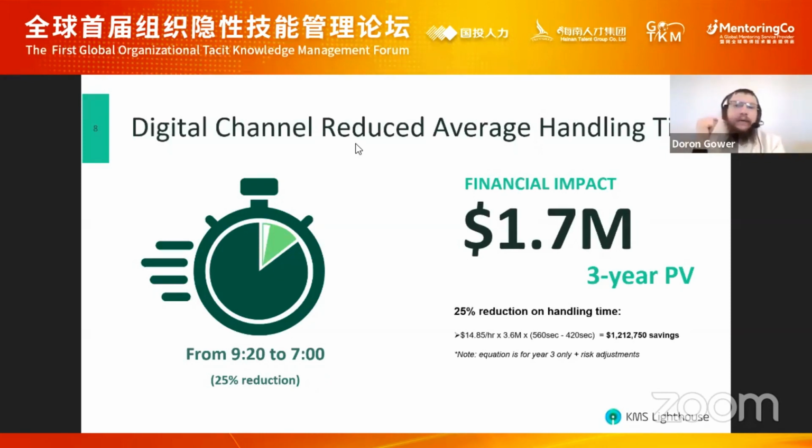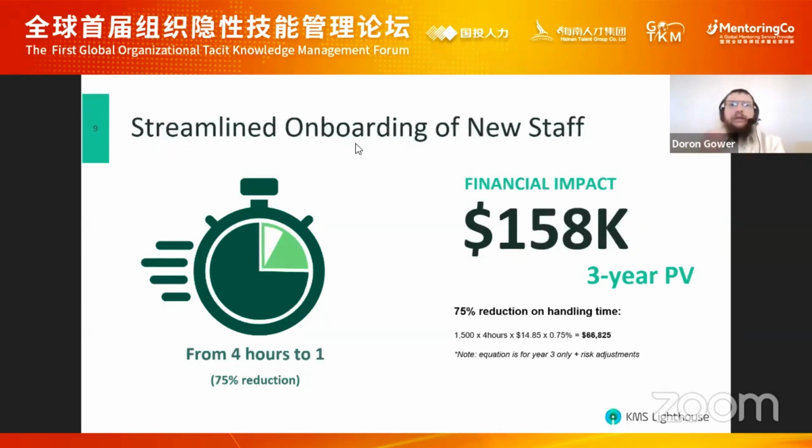And we can see that power here. So by the third year, organizations are able to save 1.2 million a year on year, based on where they were starting from. So huge, powerful financial impact for an organization. And then the onboarding of new staff. So in this example, they were able to reduce their onboarding time from 4 hours to 1 hour, so a 75% reduction.